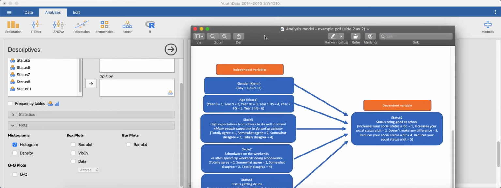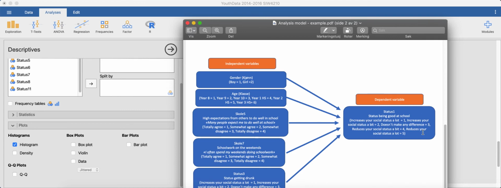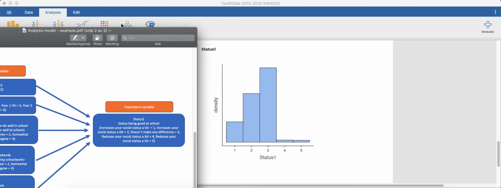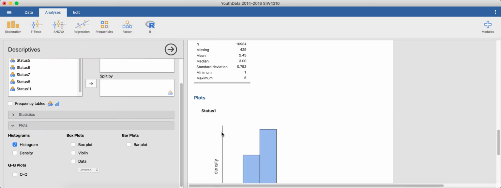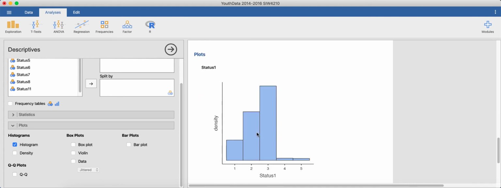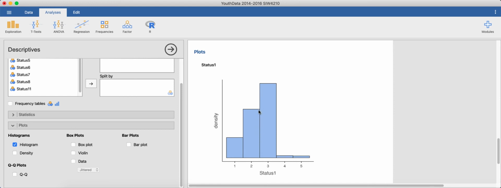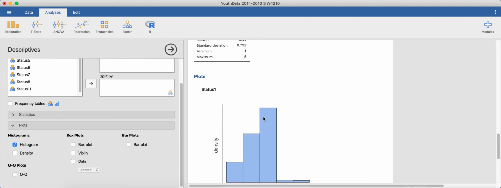From having this overview, I know that three, doesn't make any difference. So most people have answered that it doesn't make a difference, which is close to the mean. What was the mean again? I can go up and see. The mean was 2.43. So the mean is somewhere around almost in the middle somewhere here. So it's close to the mean.